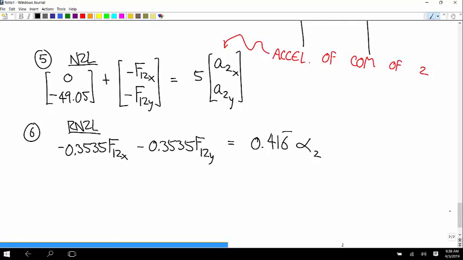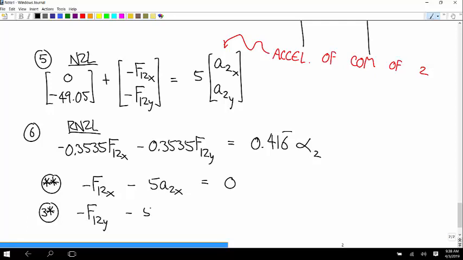And so in this one we got 3 useful equations for our system of equations: equations 2, 3, and 4. I'll call this one 2 star: negative F12x minus 5A2x is equal to 0. Equation 3 star says negative F12y minus 5A2y is equal to 49.05.